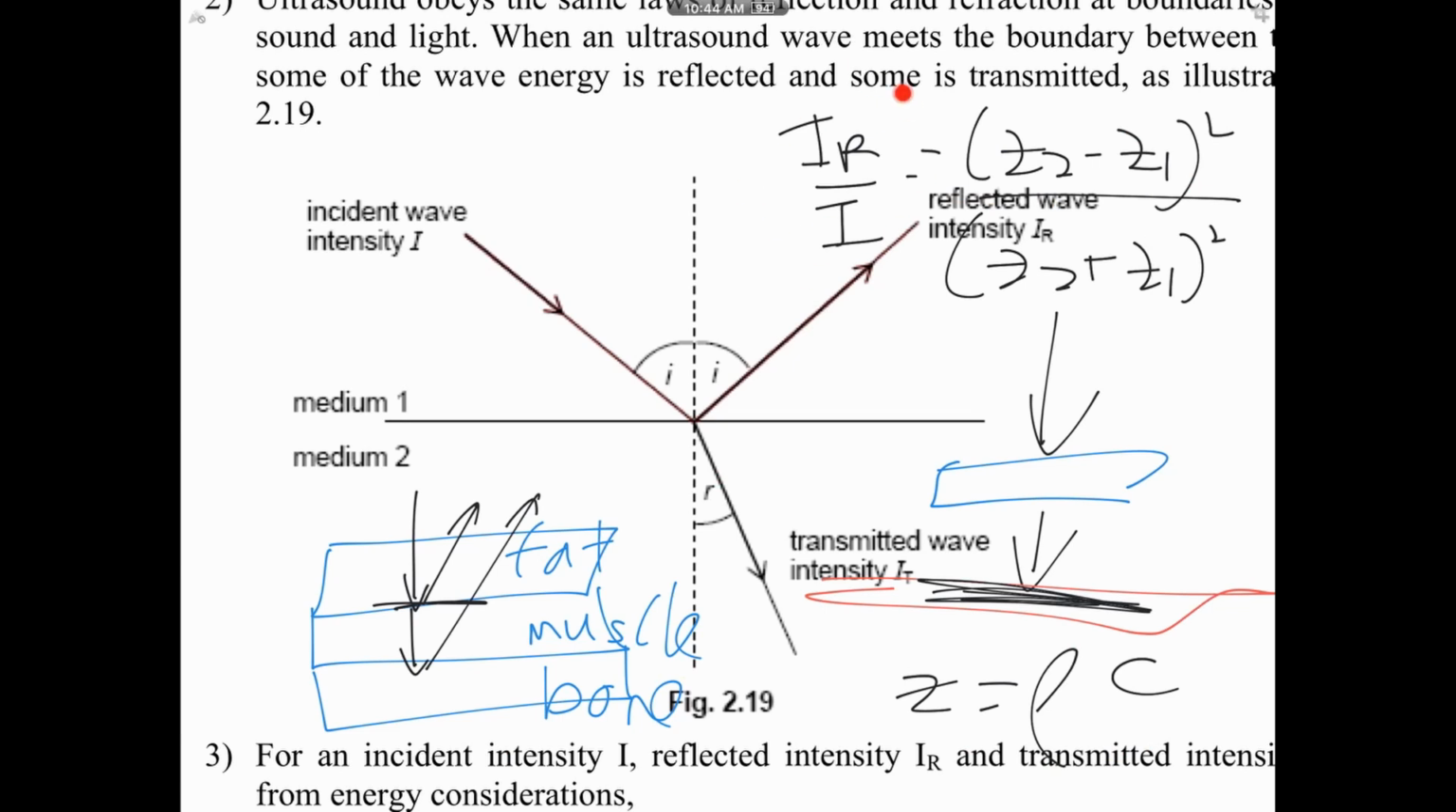Since we want only a tiny amount to be reflected, that means this fraction must be big or small? Must be very small. For this fraction to be very small, the values of Z2 and Z1 must be almost the same. The bigger the difference between Z2 and Z1, the bigger the amount reflected. Do you understand? So we want these two to be almost the same. If these two are very different, then most is reflected. That means very little will be transmitted, which is bad. Okay? So, I'll show you.